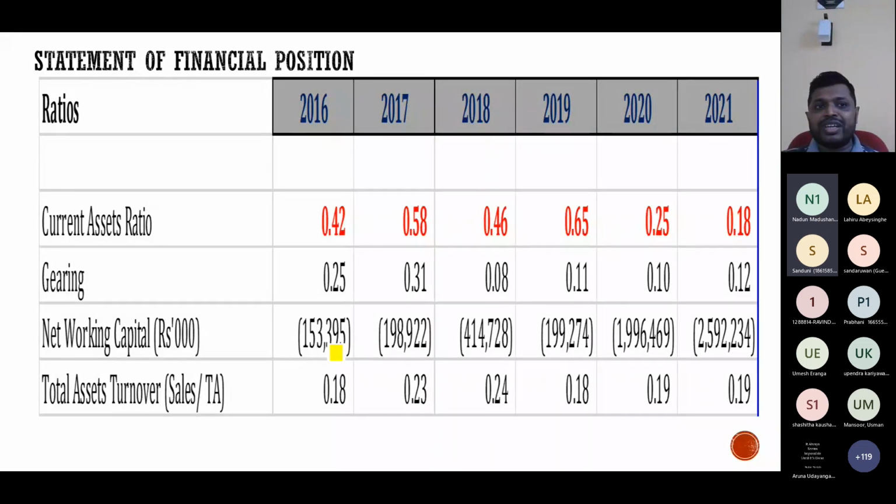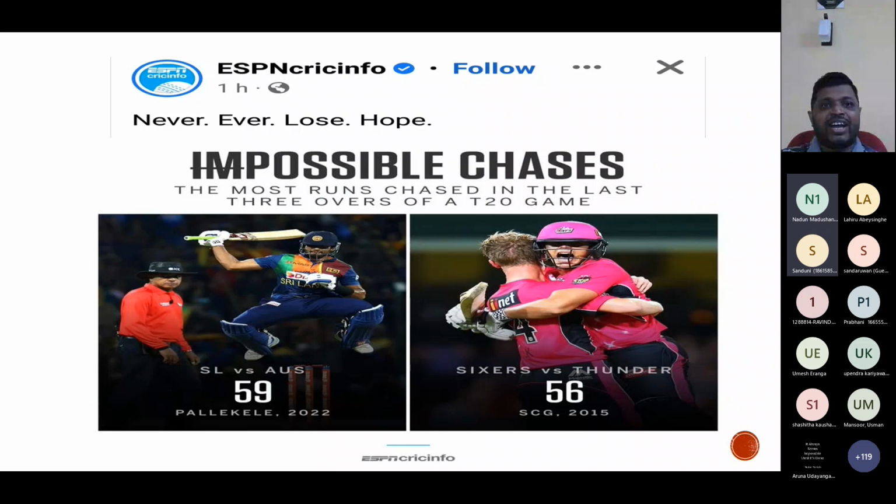Right. In the conclusive thought, the final one: never ever lose hope. Because we were very thrilled yesterday night, while looking at this post that I took from ESPN, sometimes you might think it is impossible. No, it is possible. I am possible.